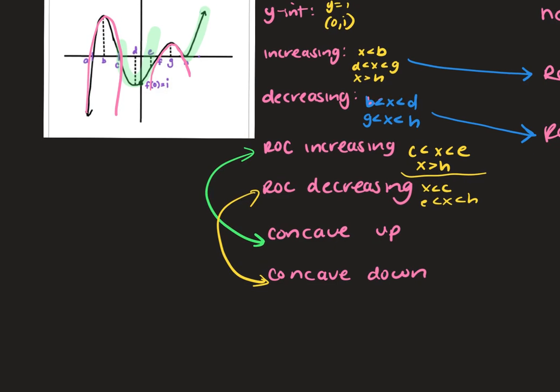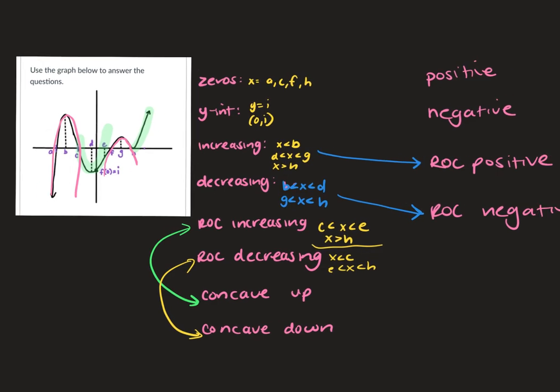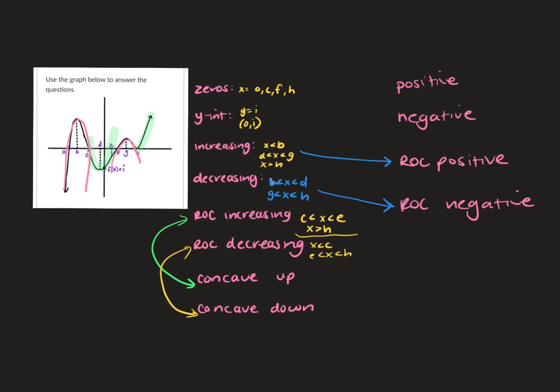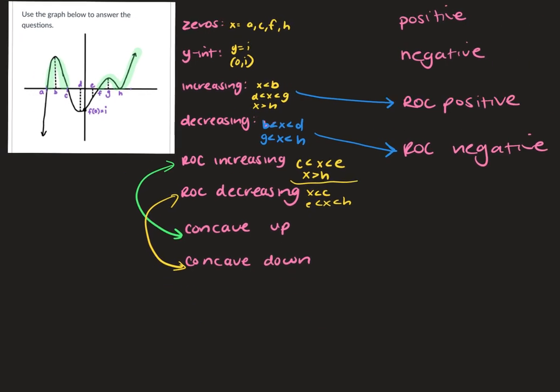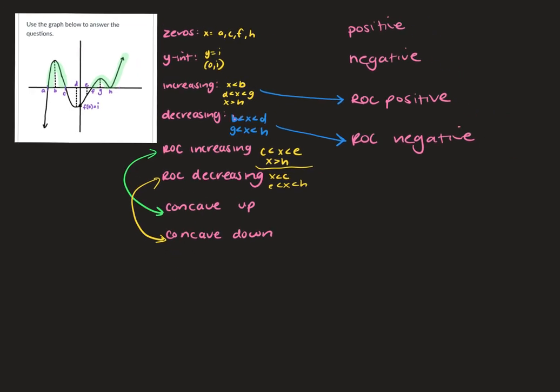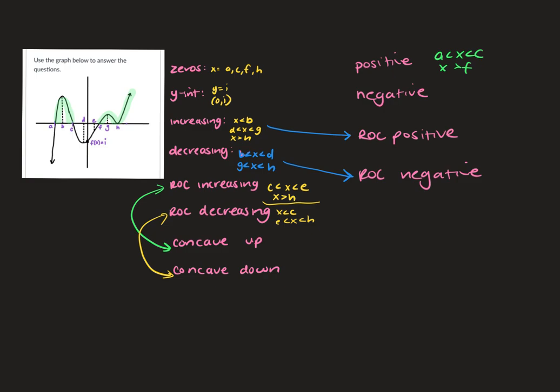So make sure you know that those mean the same thing. Concave up is the same thing as rate of change increasing. Concave down is the same thing as rate of change decreasing. And then your graph being positive, negative, this is where it's across the x-axis. Anything above it is positive, anything below it is negative. So above my x-axis is A to C, F to H, and H to positive infinity. So it would be A to C, and X is greater than F because it stays above it that whole time. And then below it would be C to F.